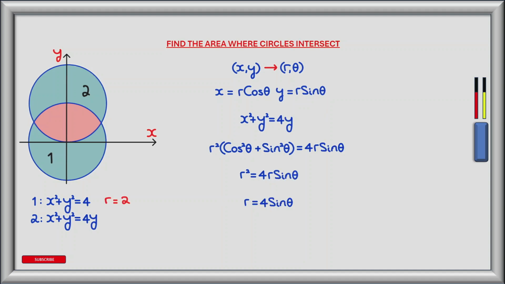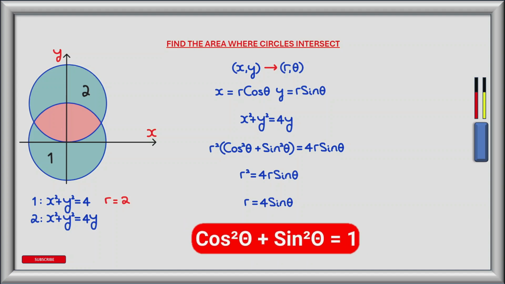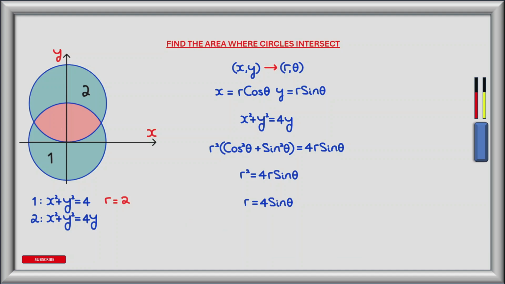For circle 2, we have an equation of x squared plus y squared is equal to 4y. If we make the substitution for x and y, we have r squared into the bracket of cos squared theta plus sin squared theta is equal to 4r sin theta. Using the trig identity where cos squared theta plus sin squared theta is equal to 1, we get r squared is equal to 4r sin theta. Dividing both sides of this equation by r, we're left with r equals 4 sin theta.